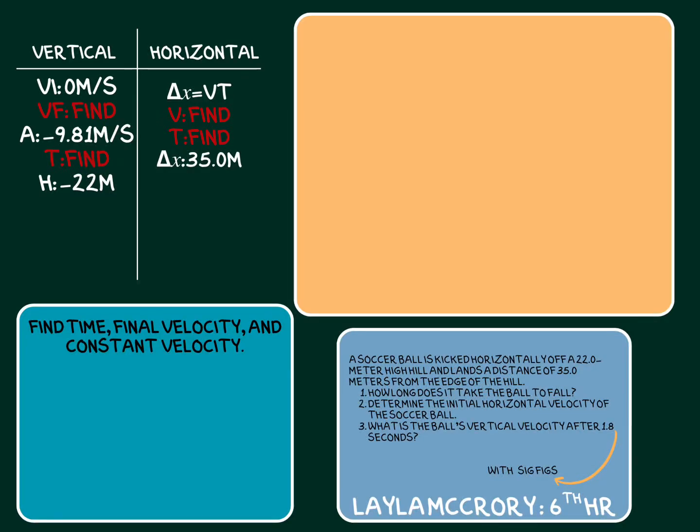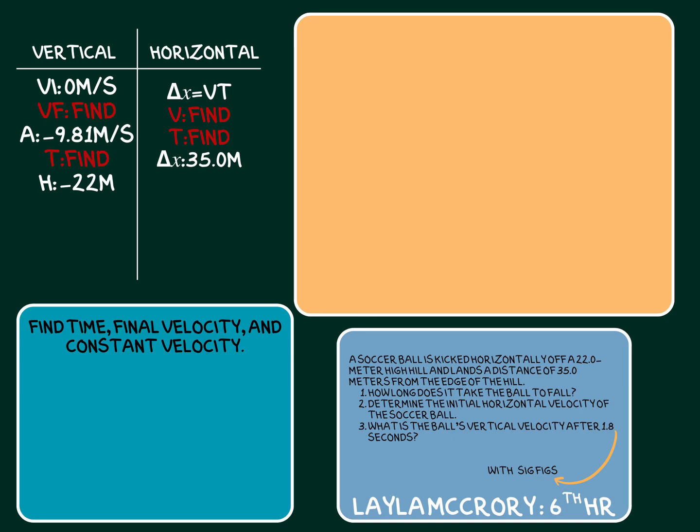So today we are going to be solving for horizontal projectiles using this story problem. A soccer ball is kicked horizontally off a 22.0-meter hill and lands a distance of 35.0 meters from the edge of the hill.